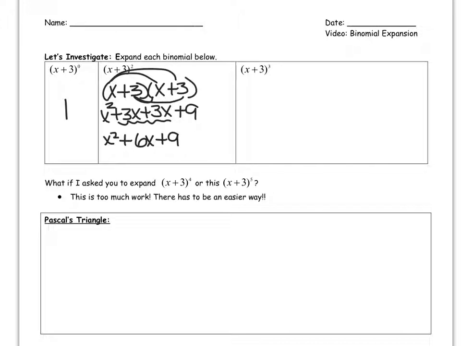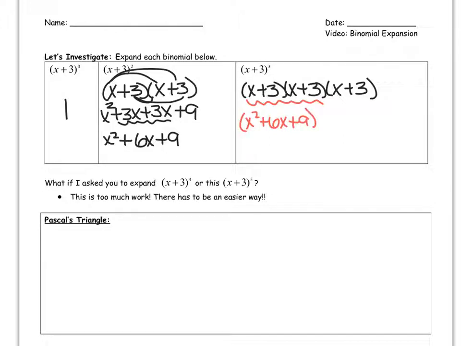That wasn't too bad. Alright, let's see how we can do a binomial to the third power. Same thing as before. We're going to do x plus 3 times x plus 3 times x plus 3. So what we already know is this part. We know x plus 3 times x plus 3. That we can get from over here. So we could rewrite that. So that's x squared plus 6x plus 9. And we want to multiply that by x plus 3.